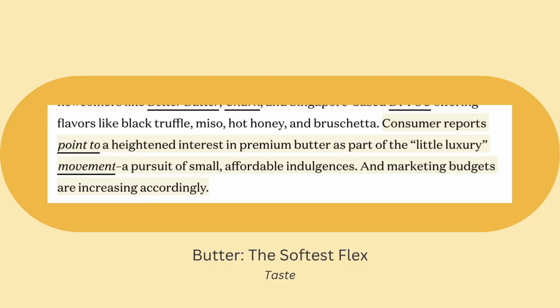In the Taste article, "Butter, the Softest Flex," Flora, whose name matches the subject matter perfectly, writes, "Consumer reports point to a heightened interest in premium butter as part of the little luxury movement, a pursuit of small affordable indulgences, and marketing budgets are increasing accordingly. Why is this ingredient having such a moment in the 2020s? There are layers to the reasons, from less disposable income to comfort factor and nostalgia."